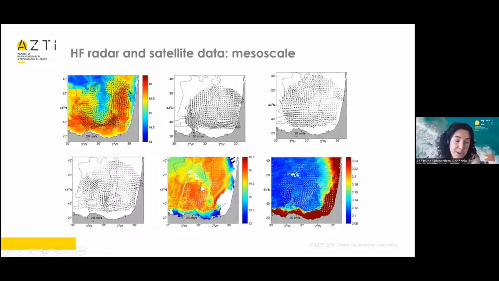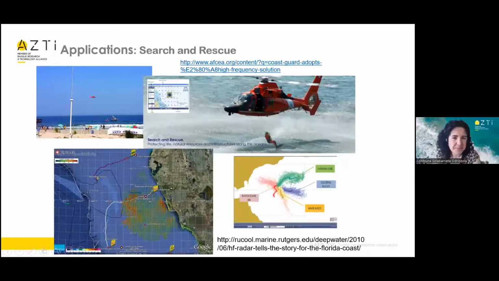And these are some more examples. This is an eddy, which also has a signature in the satellite data. We also see smaller scale eddies present in the area. So what we are measuring with the high frequency radars is also present in the satellite data, which is another qualitative validation, which confirms the quality of this data.